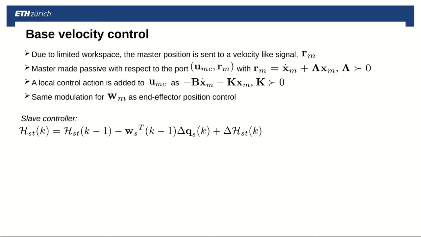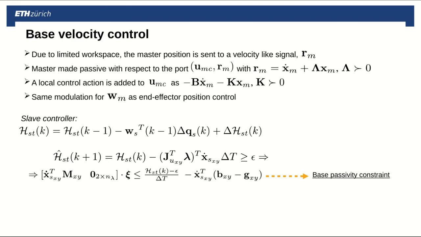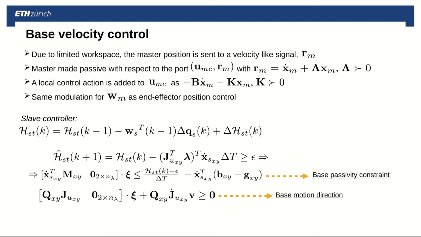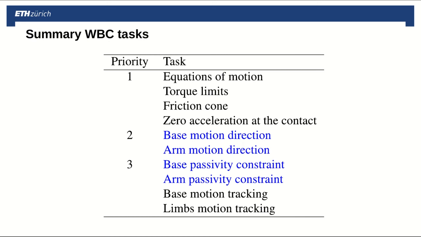For the slave controller, we first define an update for the energy tank as we did in the end-effector position control, and this time we have to penalize the ground reaction forces, the base being an unactuated system. We rewrite the passivity constraint for the base in the QP notation, and we add an inequality to preserve the desired base motion direction. Here is a summary of the tasks in the whole-body controller.